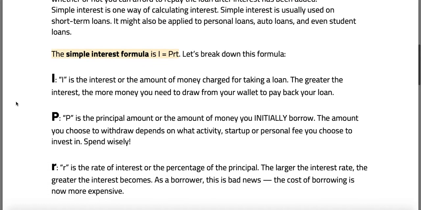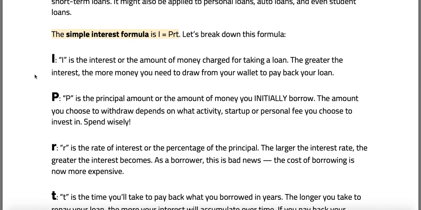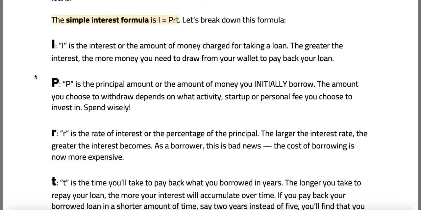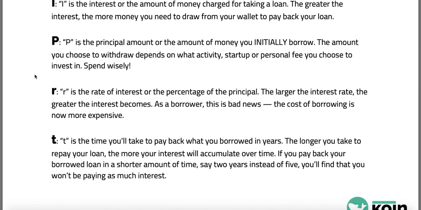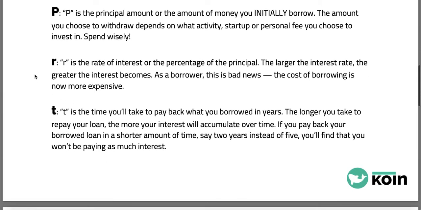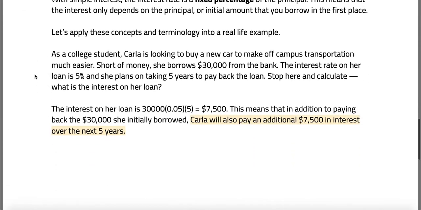Let's break this down. I is the interest or the amount of money charged for taking the loan. Again, interest is the cost of borrowing. P is the principal amount or initial amount that you borrow. R is the rate of interest, which is often determined by the lender. And finally, T is the time you'll take to pay back what you borrowed in years. Now let's see this in action.